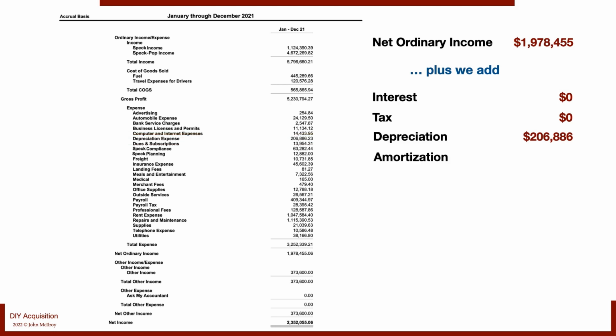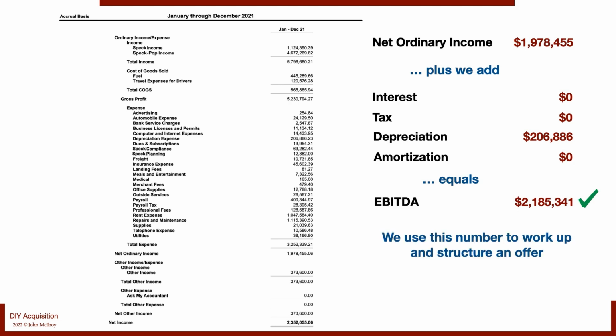And then the final one is amortization. And when we go through the list, we don't see an amortization expense, nothing to add back. So we take net ordinary income, we do all the add backs, and that equals EBITDA, which in this case is $2,185,341. And we're going to use this number to work up and structure our offer.